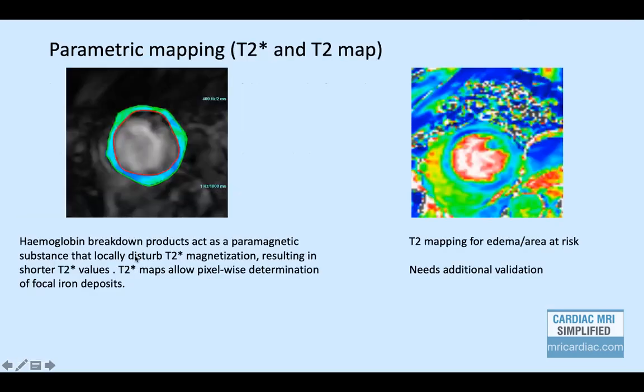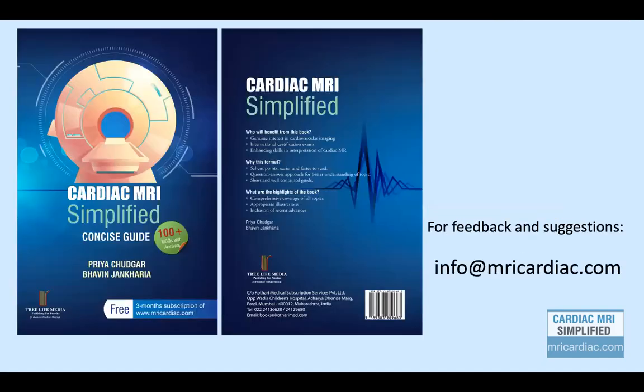Parametric mapping, mainly T2 star, can detect hemoglobin breakdown products, and this allows pixel-wise determination of the iron deposits. So this can be used for the detection of intramyocardial hemorrhage, while T2 mapping can be used for edema and evaluation of the area at risk. However, all these studies need additional validation, and there are no definite parameters available as of now.